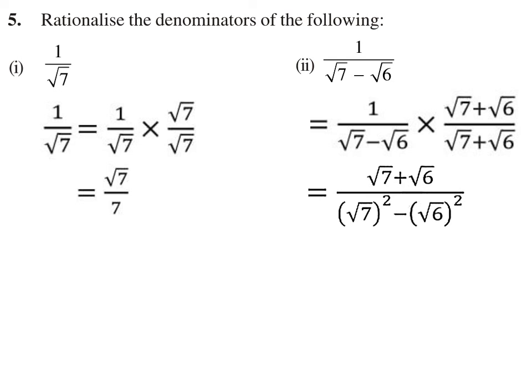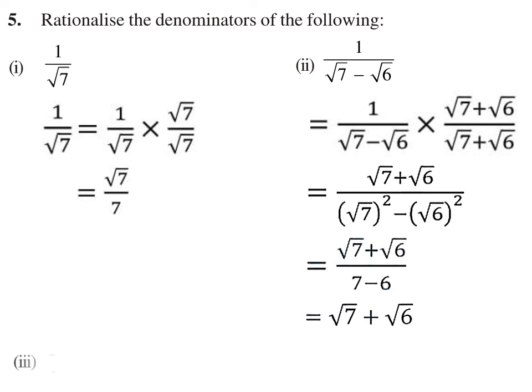Now root 7 square becomes 7 and root 6 square becomes 6. So it will become root 7 plus root 6 divided by 7 minus 6. Now root 7 plus root 6 is divided by 1. So my final answer will be root 7 plus root 6. This is my final answer.